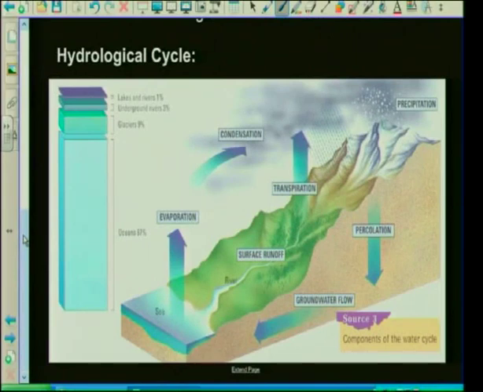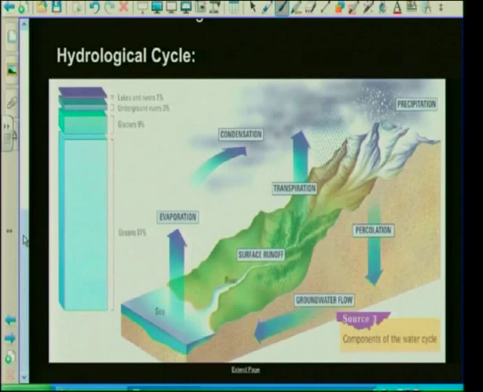What you should know about the hydrological cycle, grade 12s, is that the hydrological cycle is actually considered to be a closed system. What that means is that no water can be added to the system or taken out of the system. All water on the Earth's surface is somewhere within the cycle at every single minute of the day.